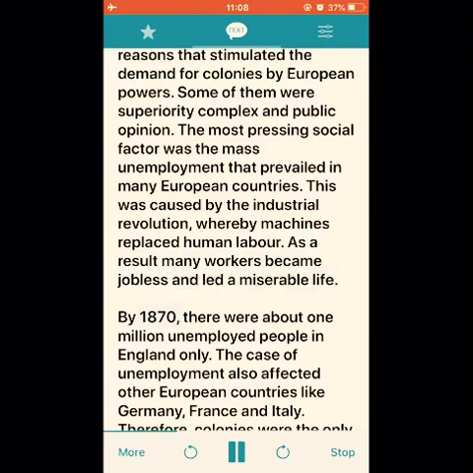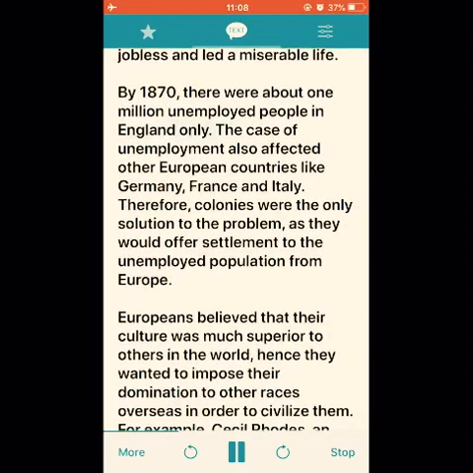By 1870, there were about 1 million unemployed people in England only. The case of unemployment also affected other European countries like Germany, France and Italy. Therefore, colonies were the only solution to the problem, as they would offer settlement to the unemployed population from Europe.